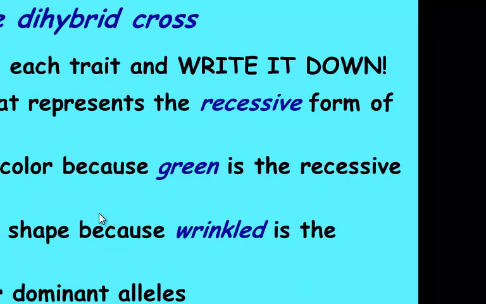Again, some more rules for doing Punnett squares. When you start to do a Punnett square, and this is a good way to start any problem, you assign a letter for each trait. You write down the possible alternative traits. You assign a letter to each trait. Write it down. For the recessive, you usually choose a letter that represents the recessive form of the trait.